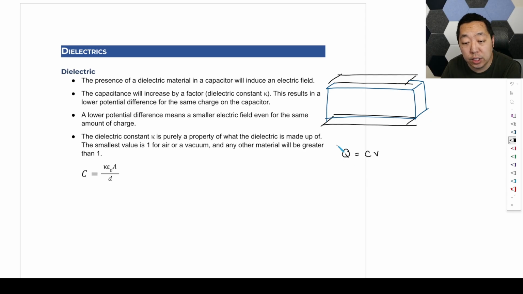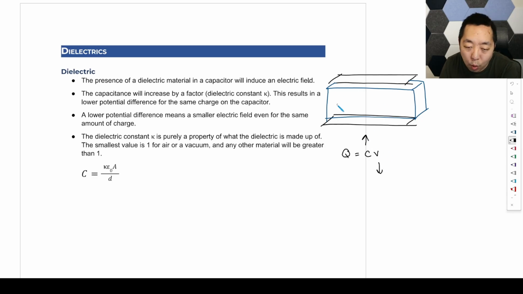So you're not changing the amount of charge, but the result is that you can have a lower potential difference for the same charge. Oh, sorry, other way around. The capacitance will go up generally when you put something in there, and the potential will go down.